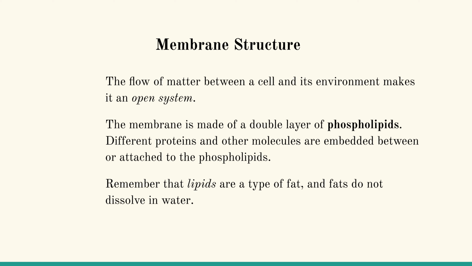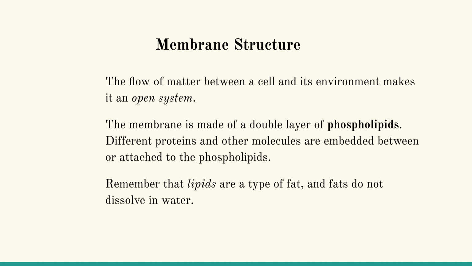The flow of matter between a cell and its environment makes the cell an open system. An open system is any system where matter can be exchanged. A closed system is a system where matter cannot be exchanged, but energy can be. And then an isolated system is a system where neither energy nor matter can move around. So a cell acts as an open system, but that doesn't just mean it lets anything in.